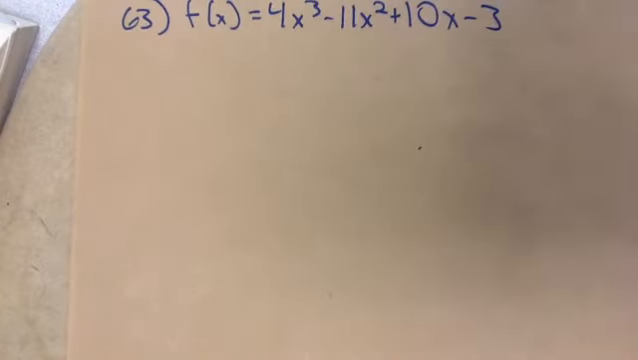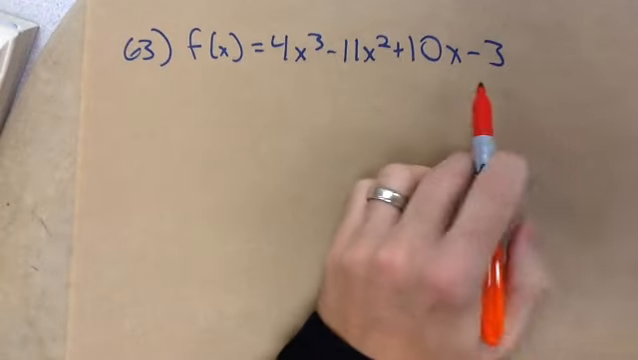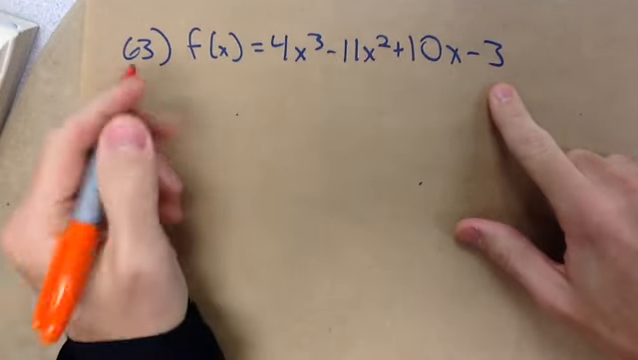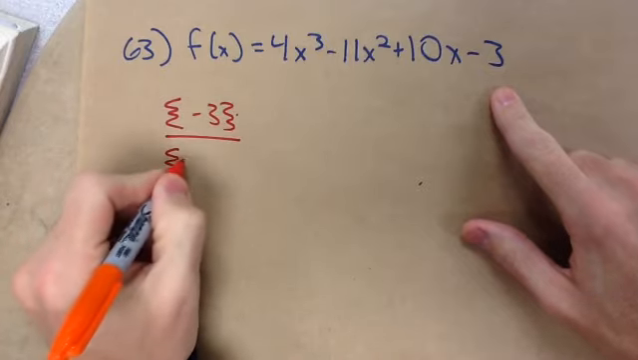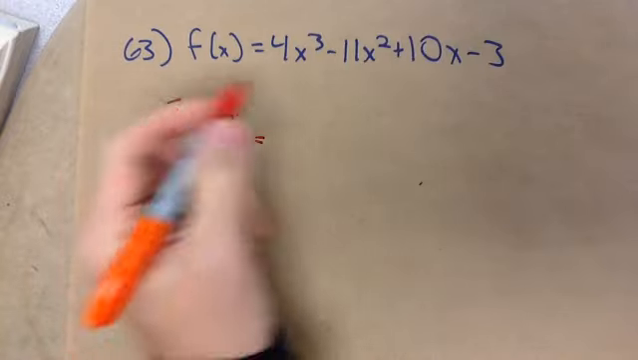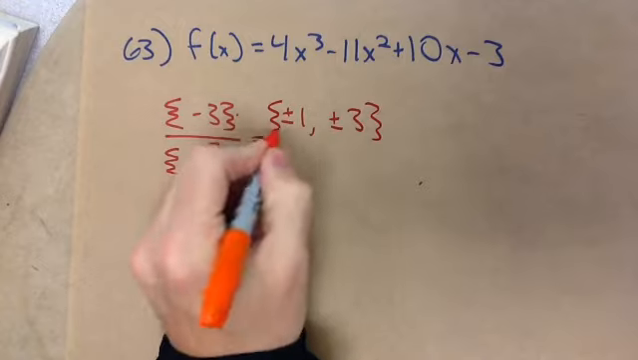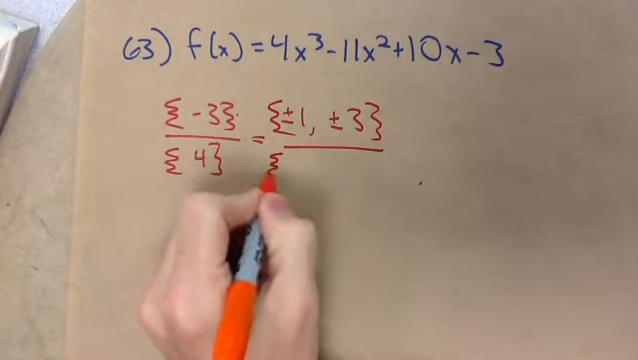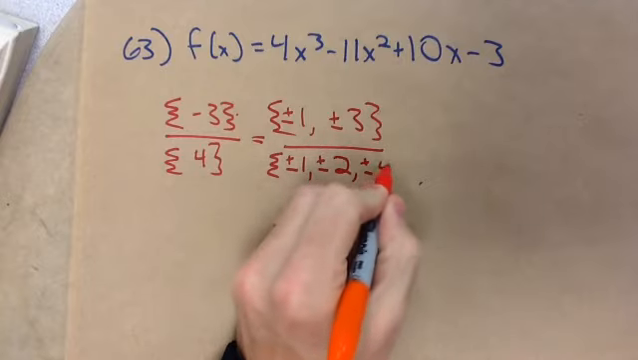Look at number 63. We need to use the rational zero test to list all possible rational zeros. So we're going to take the factors of negative 3 and the factors of 4 and write all the possible fractions we could have there. So for 3, I got plus or minus 1, plus or minus 3. For 4, I have plus or minus 1, plus or minus 2, plus or minus 4.